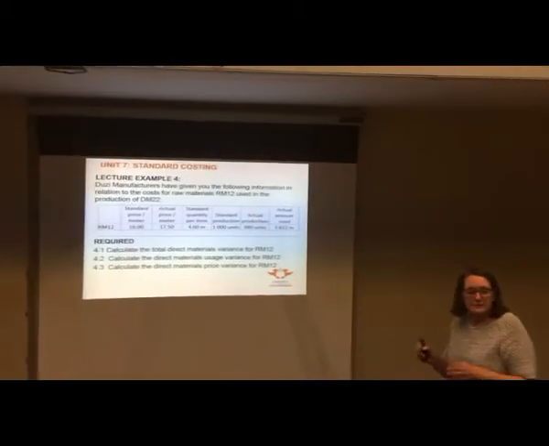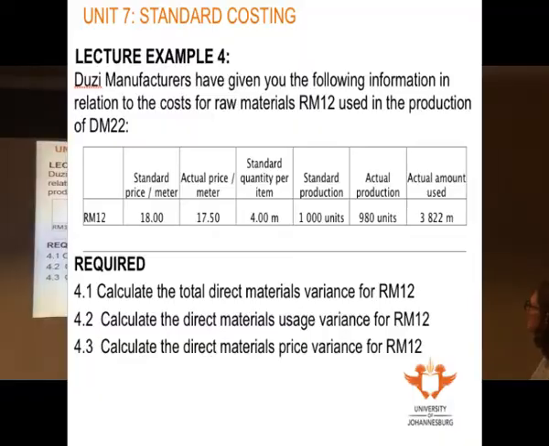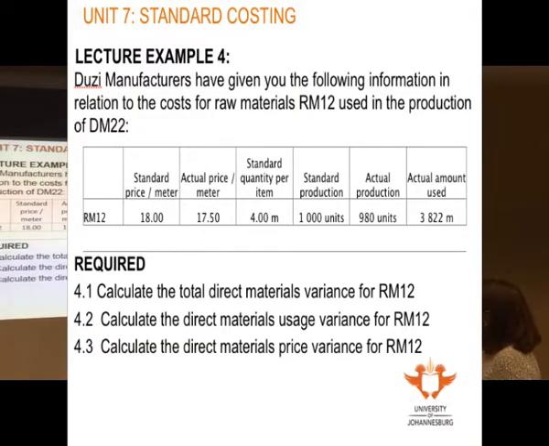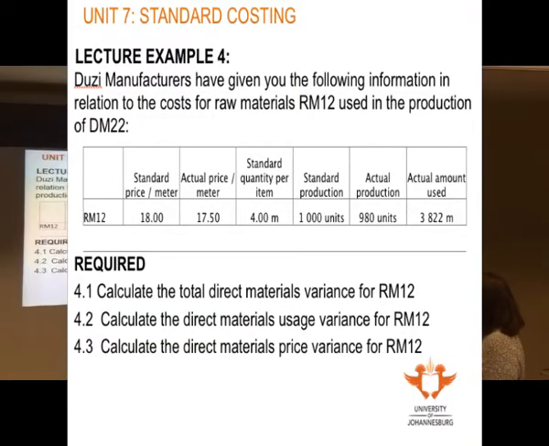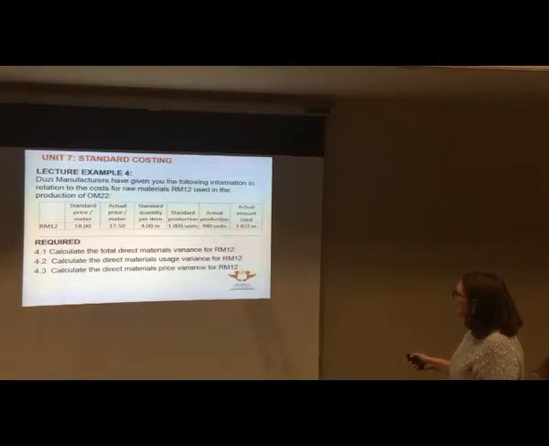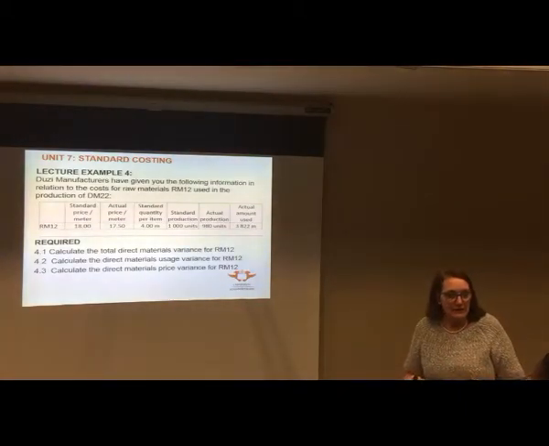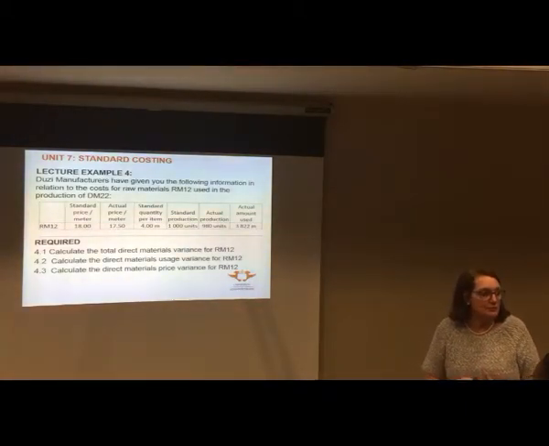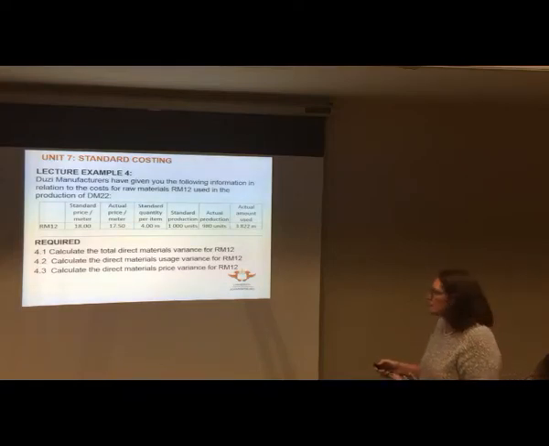Next example. Now this one is different. These are the actual units produced. This is the actual material used. This is the standard production. This is the standard price. This is the actual price. So you haven't been given the actual rand value here. Actual quantity times actual price, you're going to have to calculate.